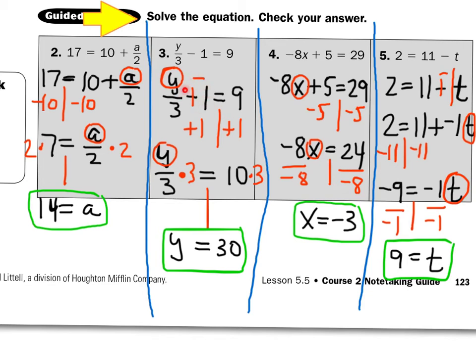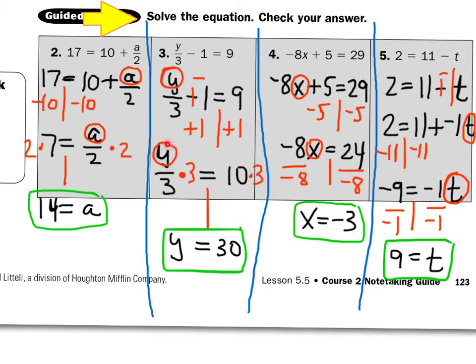Remember, we have to destroy the adding or subtracting first. So let's get rid of that negative 1. So we're going to add positive 1 on both sides of the wall first. So let the y over 3 slide down. Negative 1 plus positive 1 destroy each other. They became 0. Let the equal sign come down. And then 9 plus 1 gave us 10. So we have y over 3 equals 10.